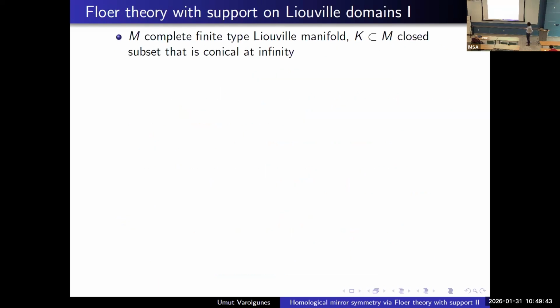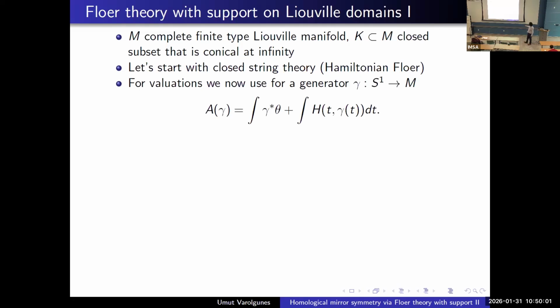Okay. So now I start with a Liouville manifold, and I take a subset that's not necessarily compact, though I will mostly talk about the compact case. It's allowed to be closed and conical at infinity. So I want to tell you something about closed string theory first. Here, instead of valuations given by evaluating the Morse function, I'm going to do Hamiltonian Floer theory, and the valuations are going to be given by this action function.